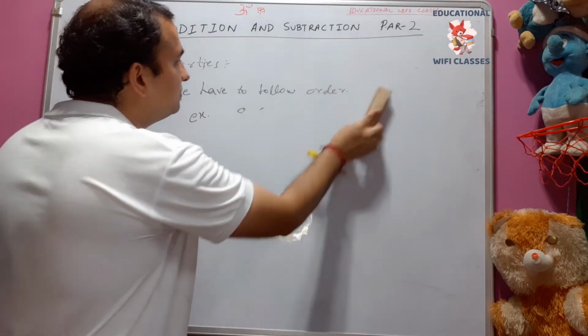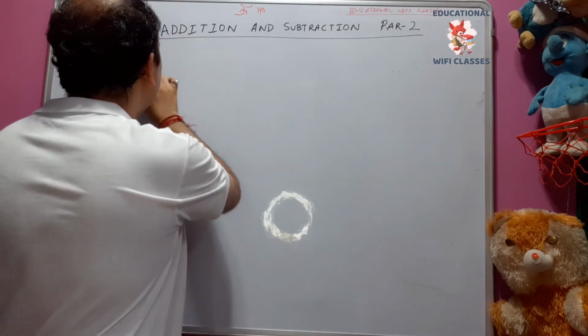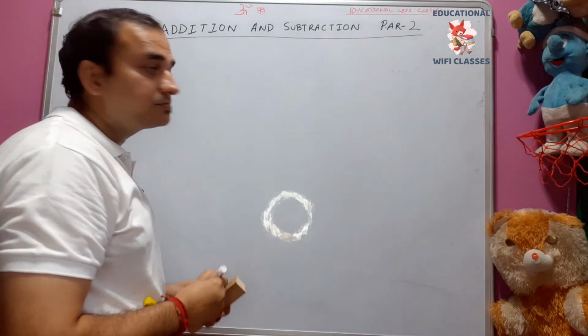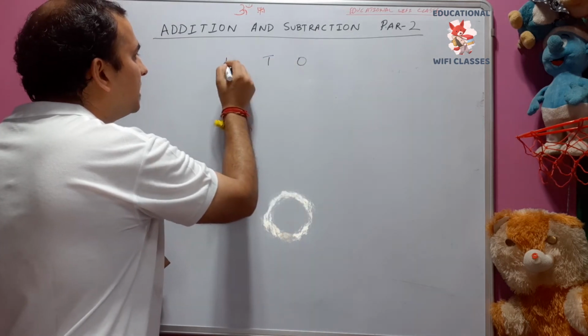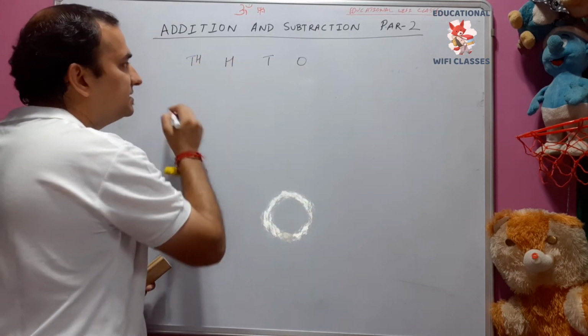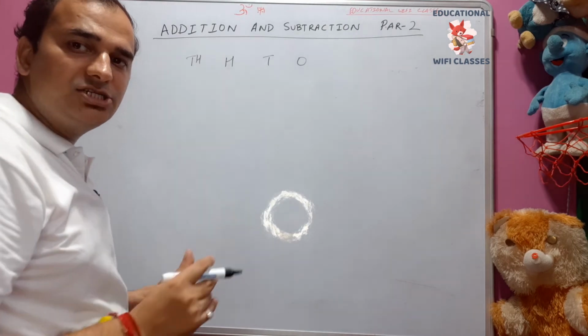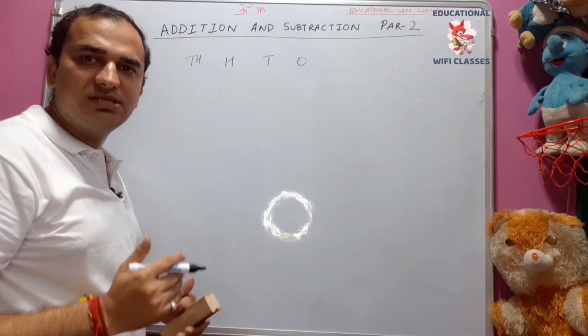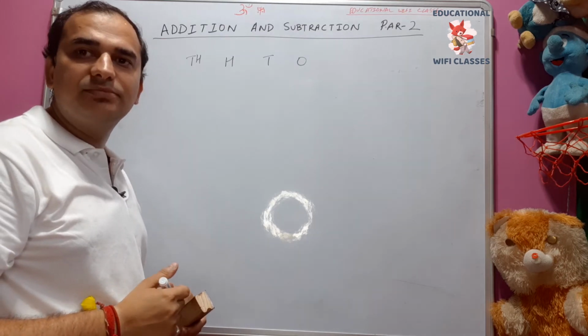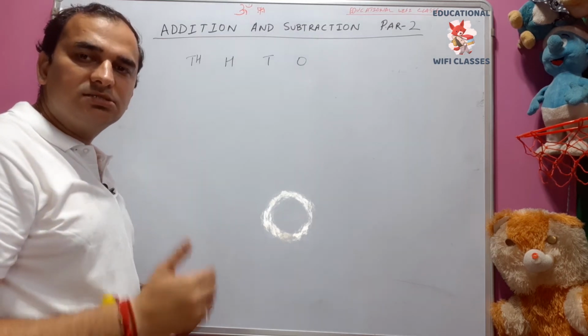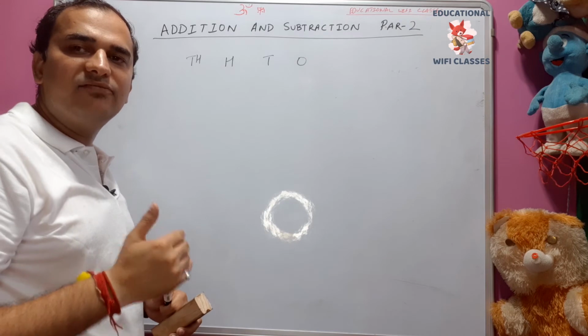So what is the most important thing you have to remember whenever you are adding or subtracting is follow the place value: ones, tens, hundreds and thousands as it is. And secondly, in addition you can follow any order, but when you are subtracting you have to follow a certain order. You cannot skip the order. Always the subtrahend is written after the minuend.